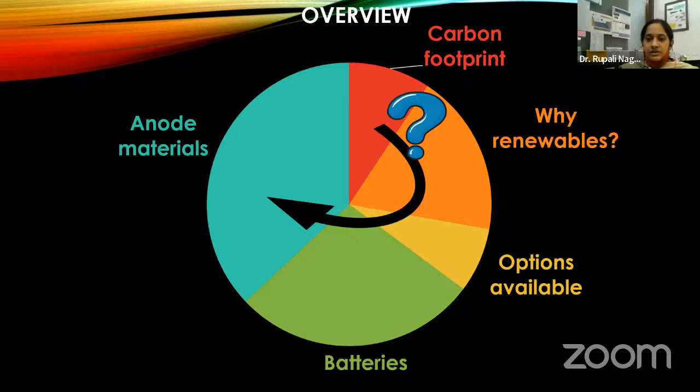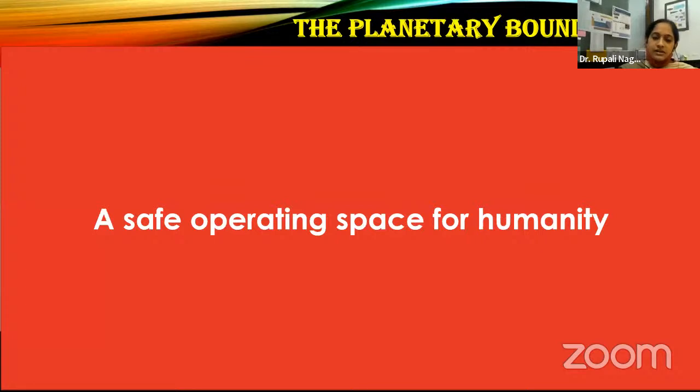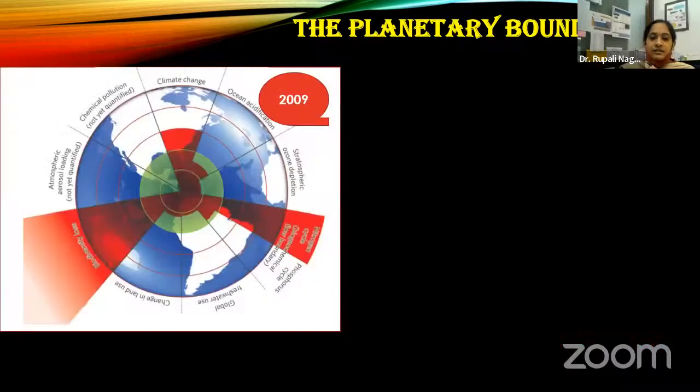So the answer to this was, you can say, there was a study in 2009. It's a Nature publication which talked about a safe operating space for humanity. So it really goes to the core of the existence of humanity. And in this paper, the authors chalked out that there are 9 planetary boundaries. What are these 9 planetary boundaries? You can look at the climate change over here at the top.